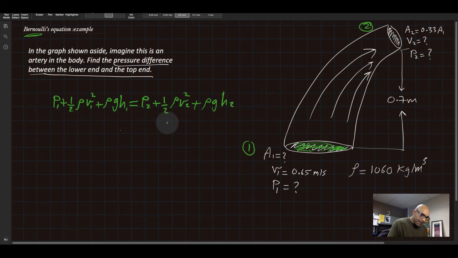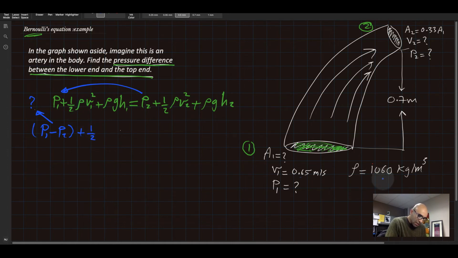Now the problem is asking us to find the pressure difference between the lower and the top part. So I'm going to take P2 and put it on the other side, where it becomes minus P2. So this whole thing becomes P1 minus P2, because that's what the problem is asking us to find. This is actually what we are looking for. So P1 minus P2 plus, I'm going to continue here, 1/2 the density of blood.